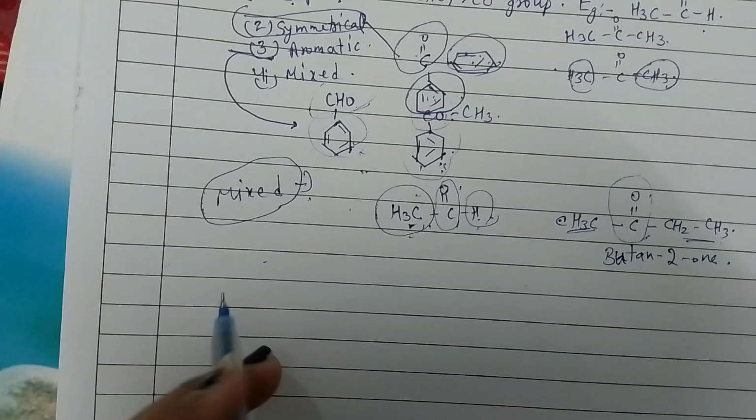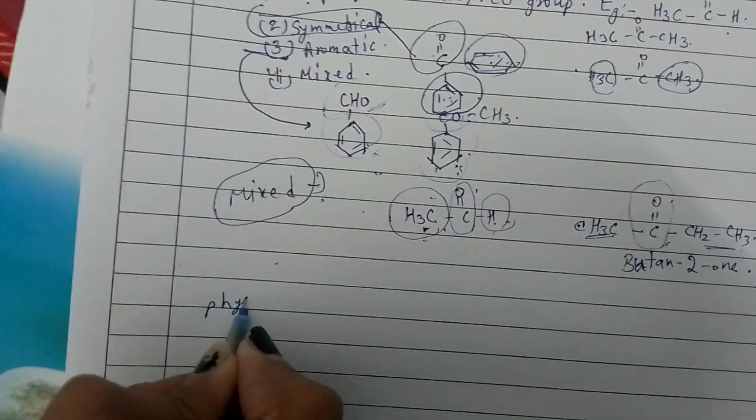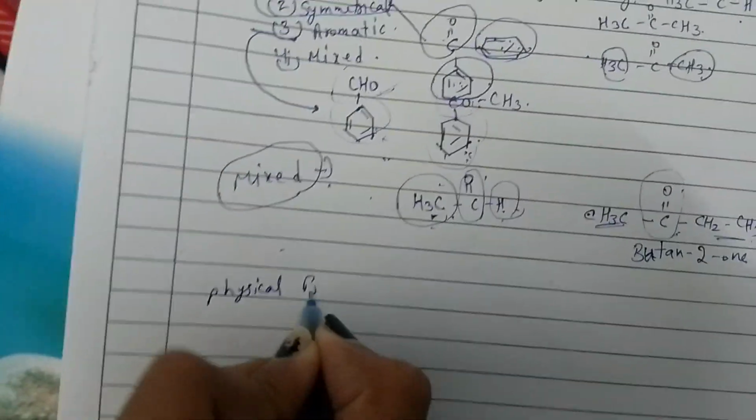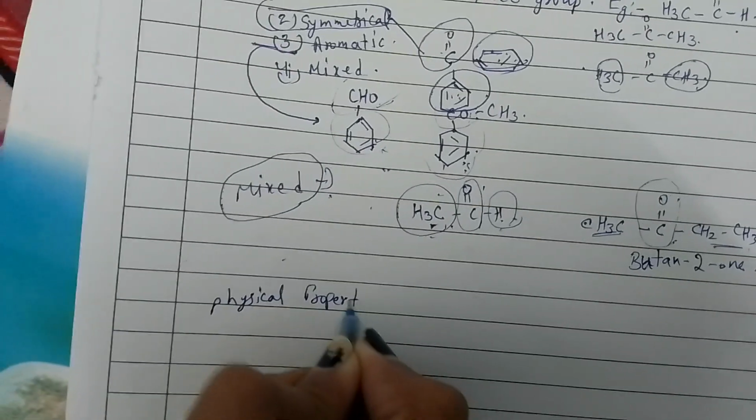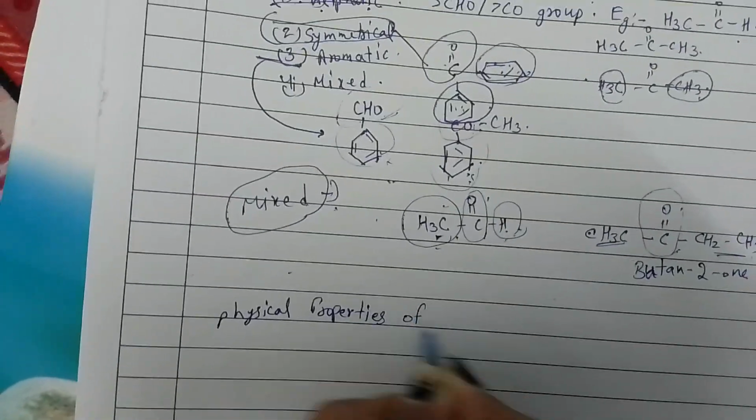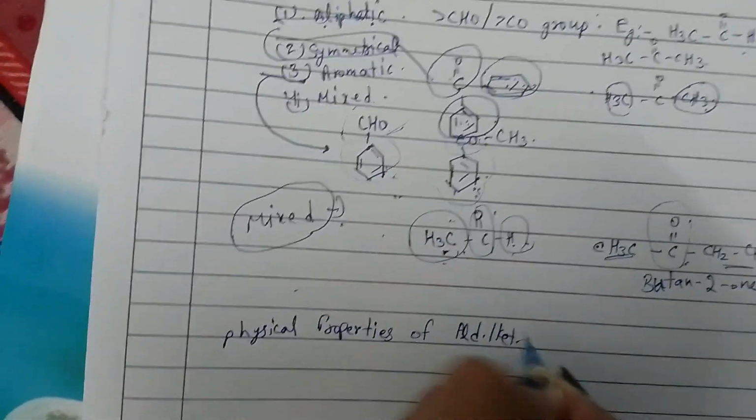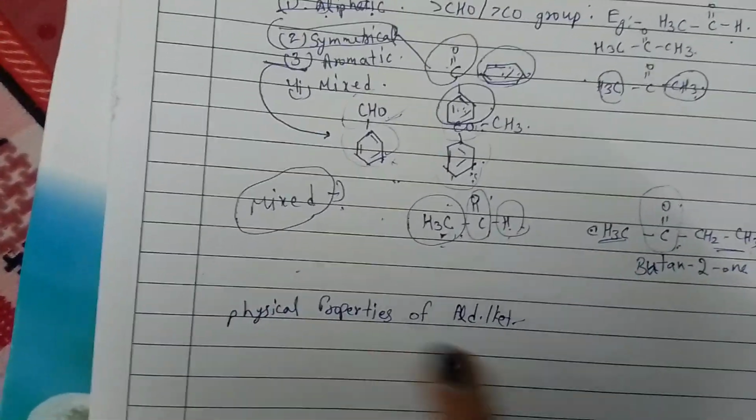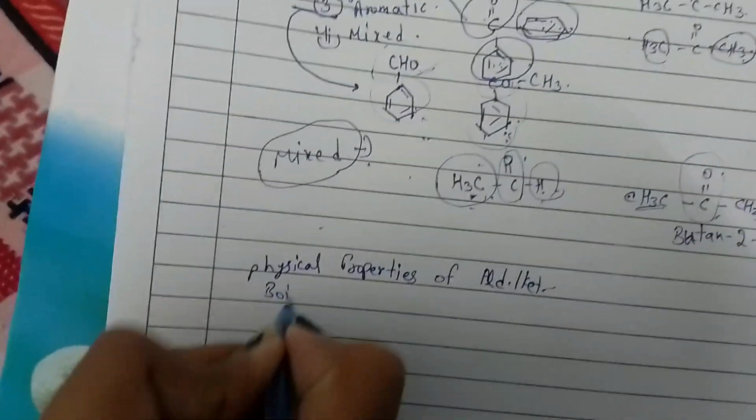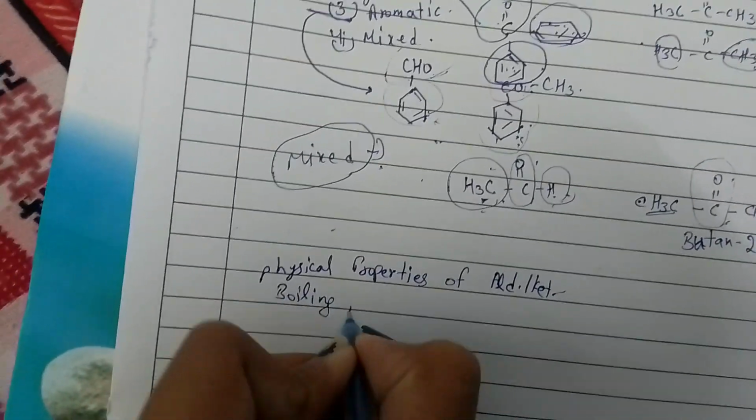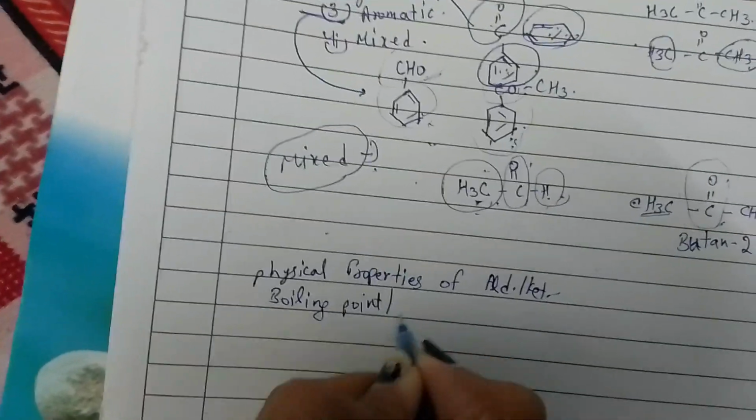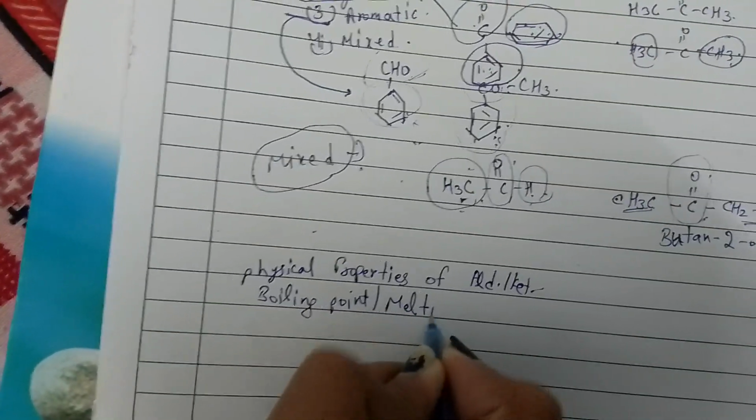Now we will see the next, physical properties of aldehyde and ketones. Now I am writing the short form. Now we will see the aldehyde and ketones: boiling point and melting point. Now we will see the boiling point and melting point.